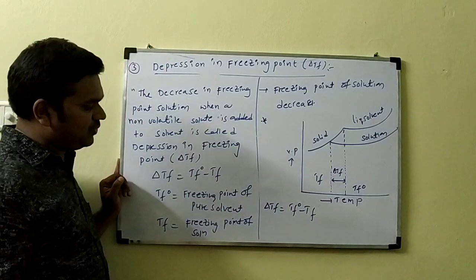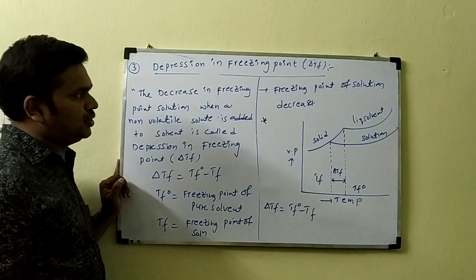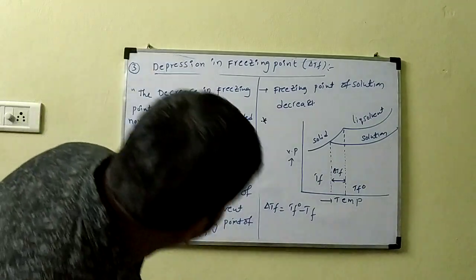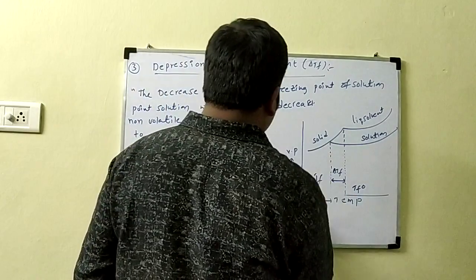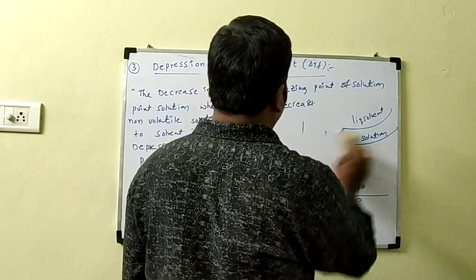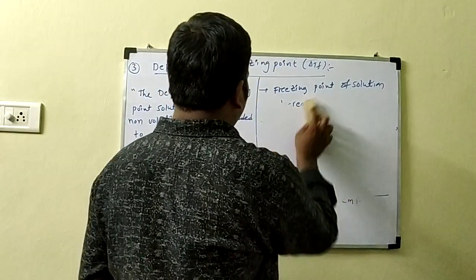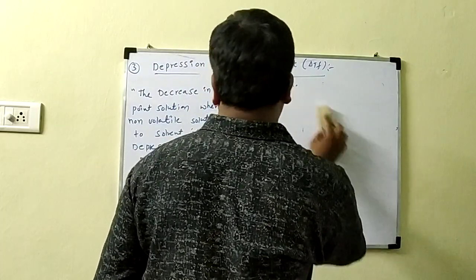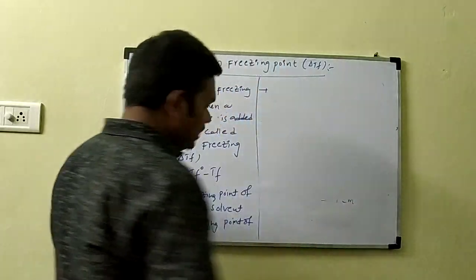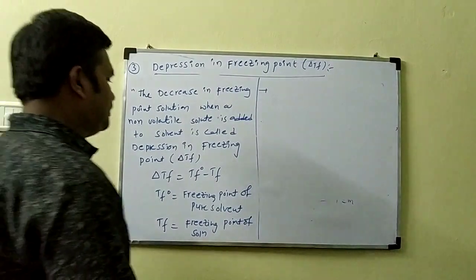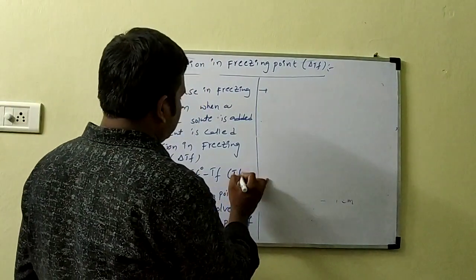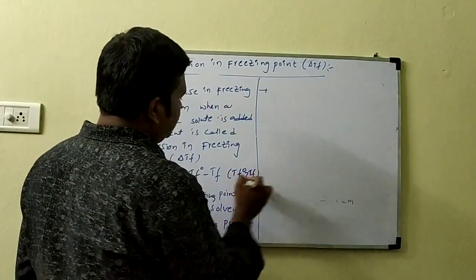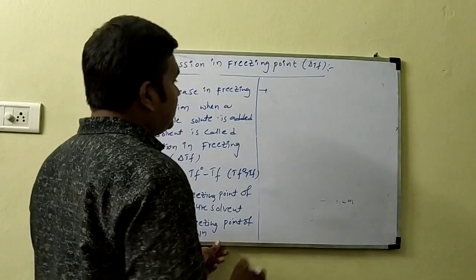What is Tf? Freezing point of the solution only. Okay, which one is more among the freezing point of the solution and the freezing point of the pure solvent? Generally, Tf naught is always greater than Tf. So we can write here Tf naught greater than Tf, for dilute solutions.